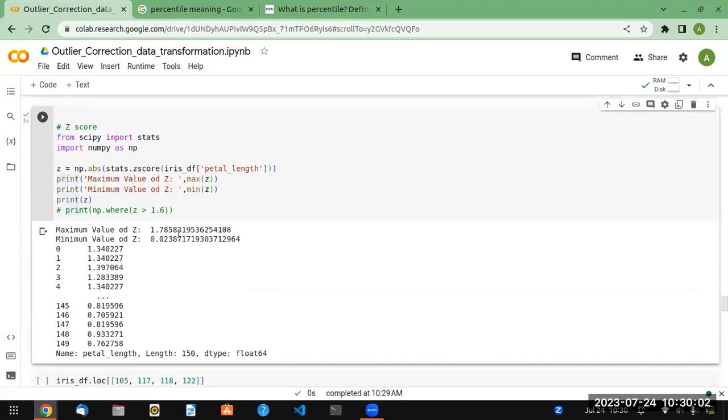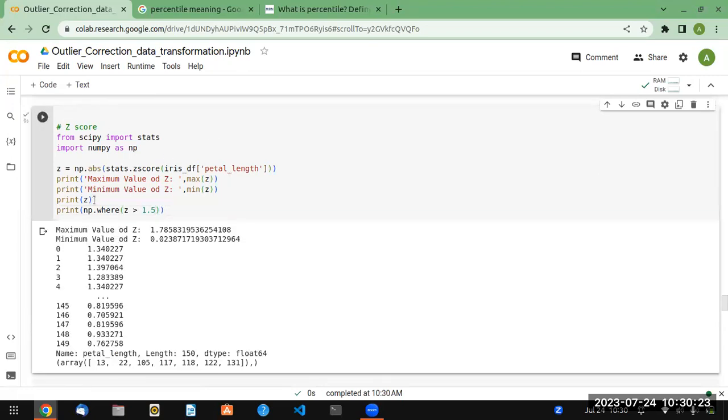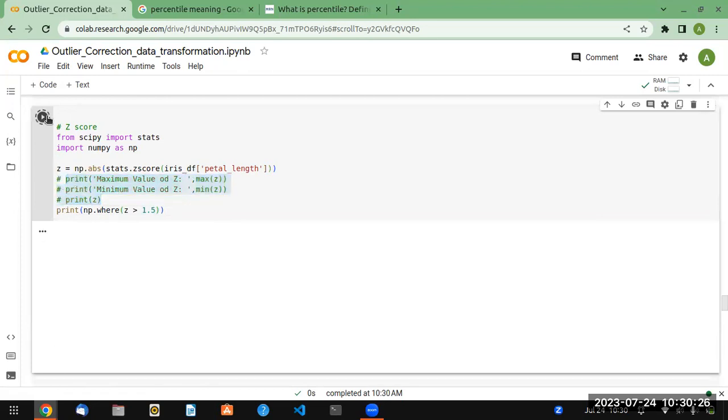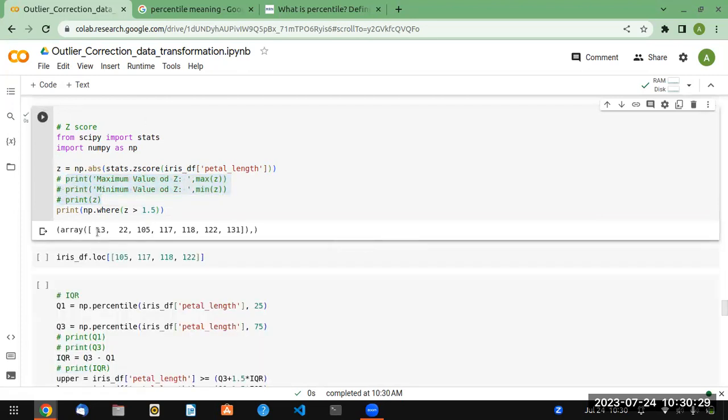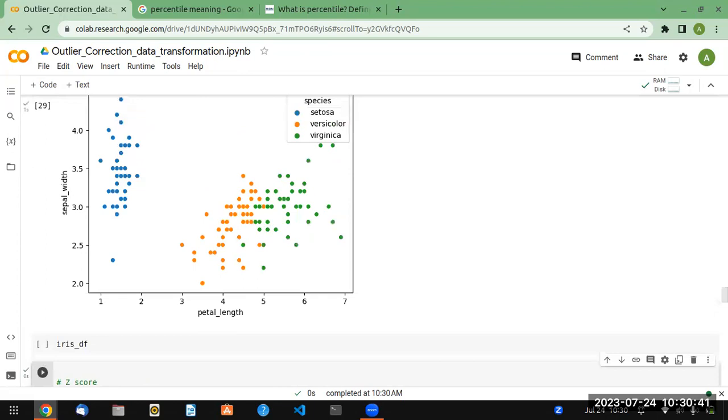Now, which one should we consider as the threshold? Like this we need to discuss, right? By looking into it, I'm seeing how many points of petal length are more than 1.6 or 1.5. How many points are above 1.5? Let me comment out these 3 lines. Okay, so index numbers 13 and 22 are suspected values where the petal length value is greater than 1.5. And we see this from the graph also. So here, the 1.5 has been determined by us.